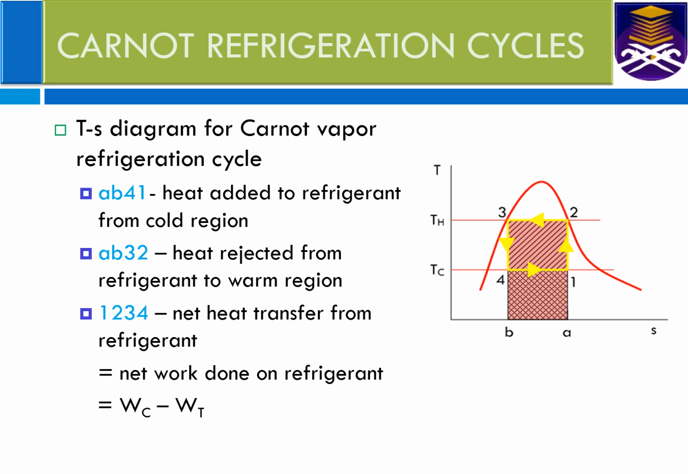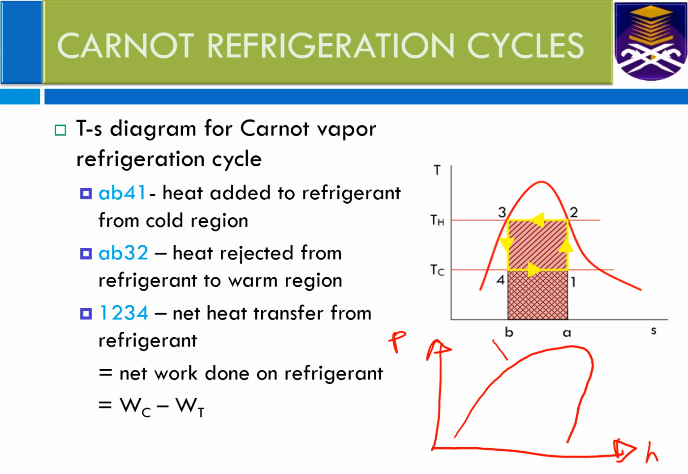So these are the processes that happen in the temperature entropy diagram. And there is one additional diagram, which is called the pressure enthalpy diagram. So this is a pressure enthalpy curve. Okay, then this is the operating pressure.